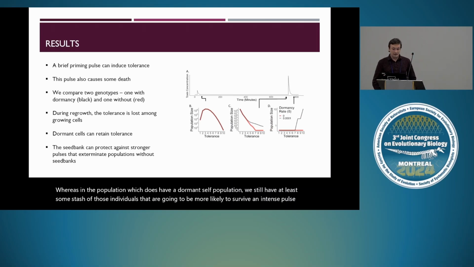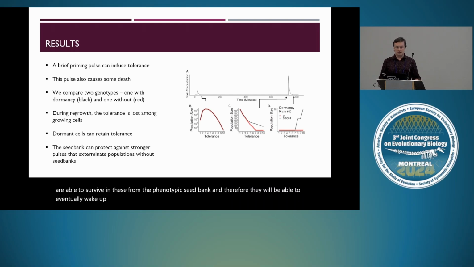And indeed, what we see is that following this second intense pulse, the population without the capability to form a seed bank has gone completely extinct, whereas at least a few individuals are able to survive from the phenotypic seed bank, and therefore they will be able to eventually wake up and reestablish the population.